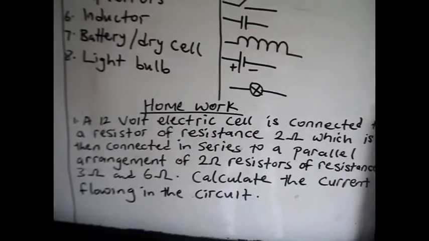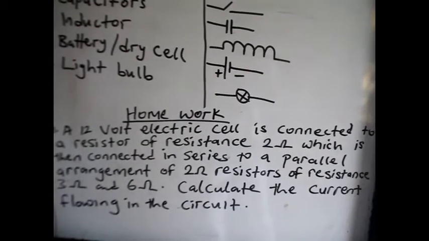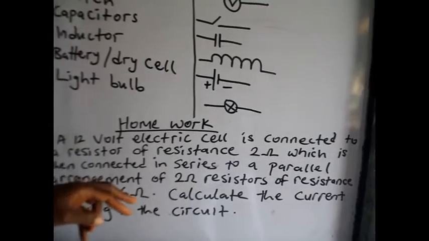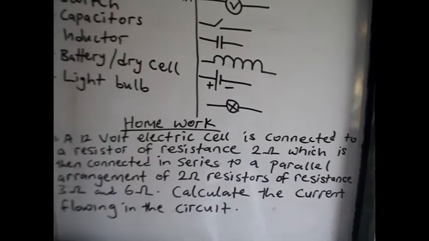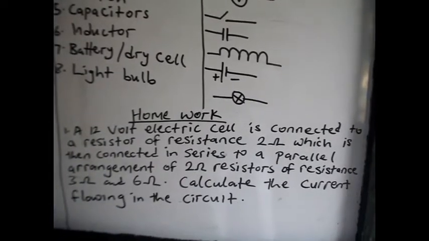Don't forget the formula of current: I is equal to V all over R. You've been given V, so know the total value of V, and look for the total resistance, and you find your current.